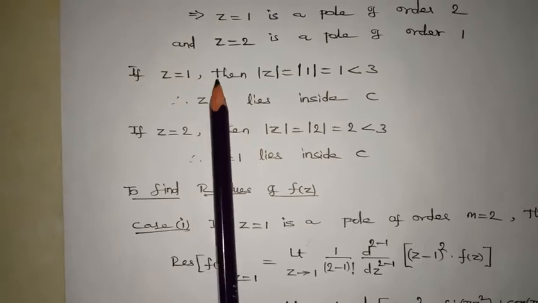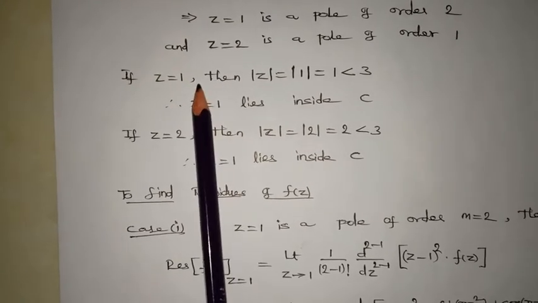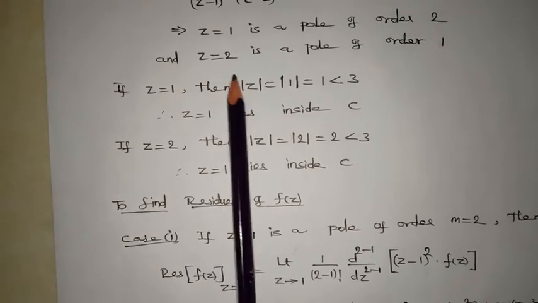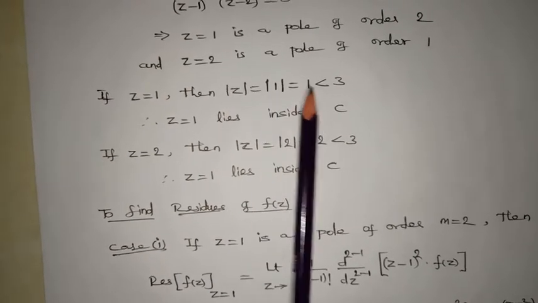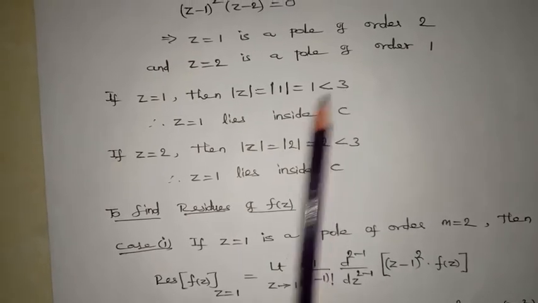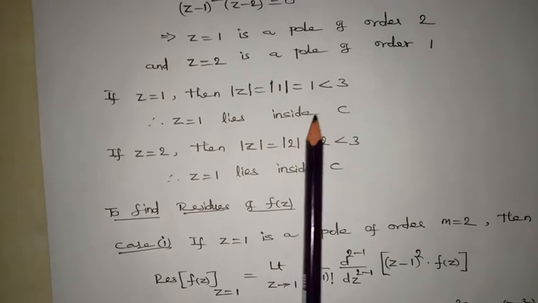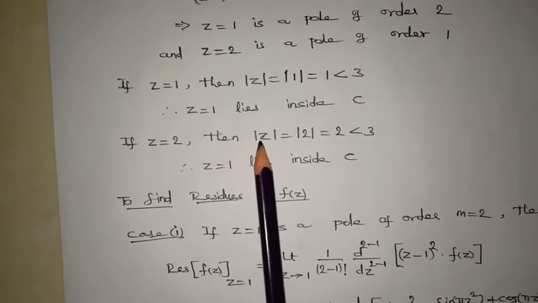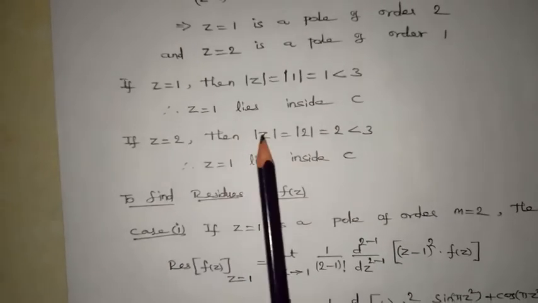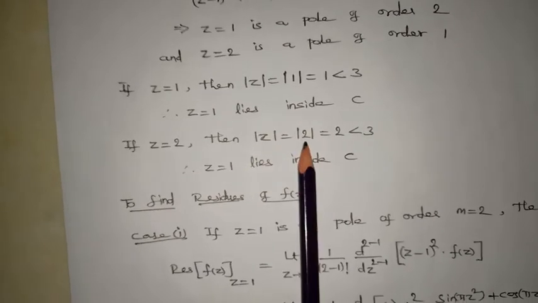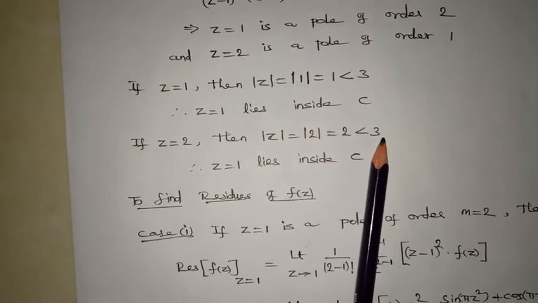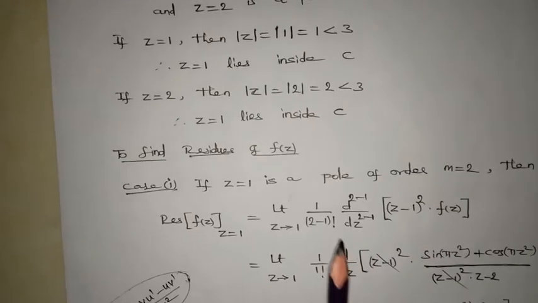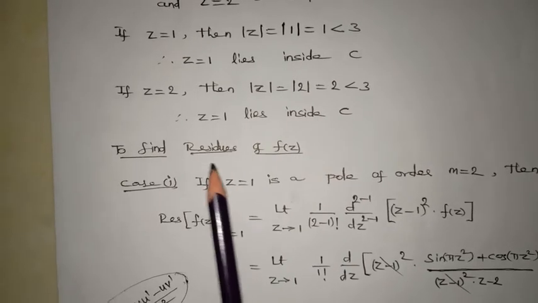Now z equal to 1, put it in the left hand side of your C, modulus of z. If you put this here, modulus of 1 is 1, which is less than 3. Obviously z equal to 1 lies inside C. Next, z equal to 2. Again you need to put it in the left hand side of C. If you replace it, that gives modulus of 2, which is again less than 3. Completely lies inside C. So both poles lie inside C.